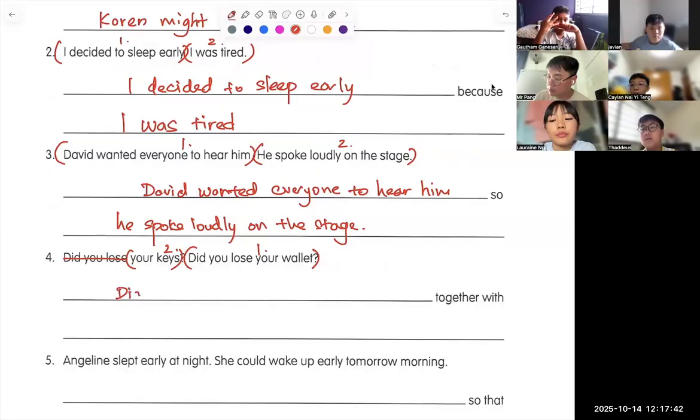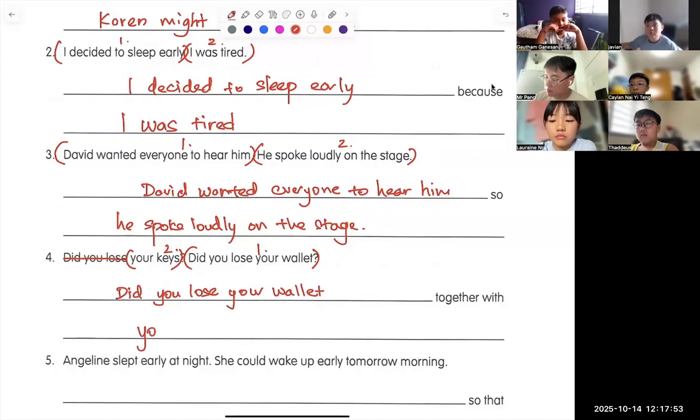Read the answer out. Did you lose your wallet together with your keys? You can swap the words by putting... Wait, stop. Before that, is something missing from your answer?